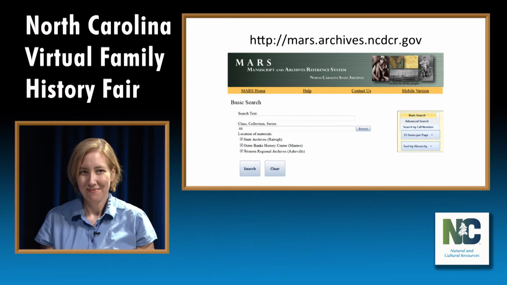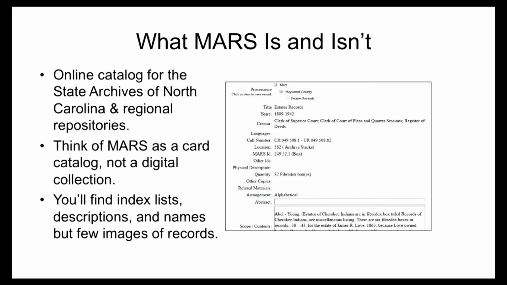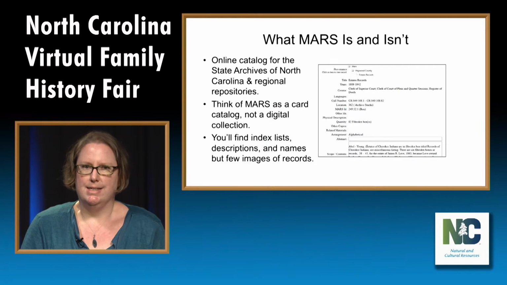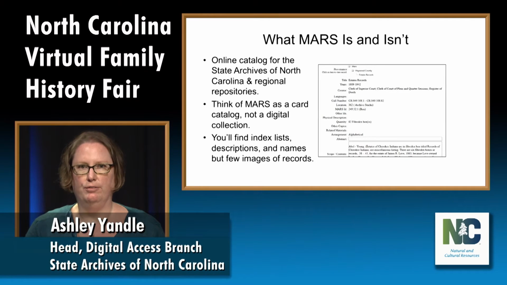All right, we're switching the clicker, and it's now my turn to tell you a little bit about MARS. So MARS is the online catalog of the State Archives of North Carolina. You can see the screenshot for it on your screen. One of the things that always causes confusion is what is MARS and what isn't it. So it's an online catalog, so visualize it as like the online version of your card catalog if you're like me and old enough to remember card catalogs.